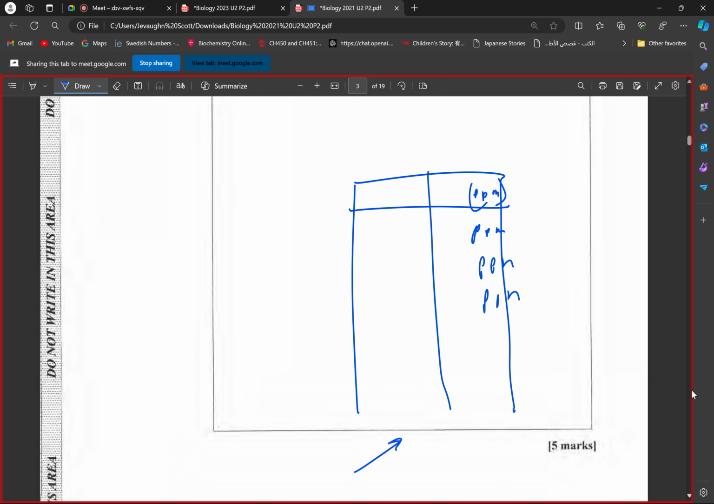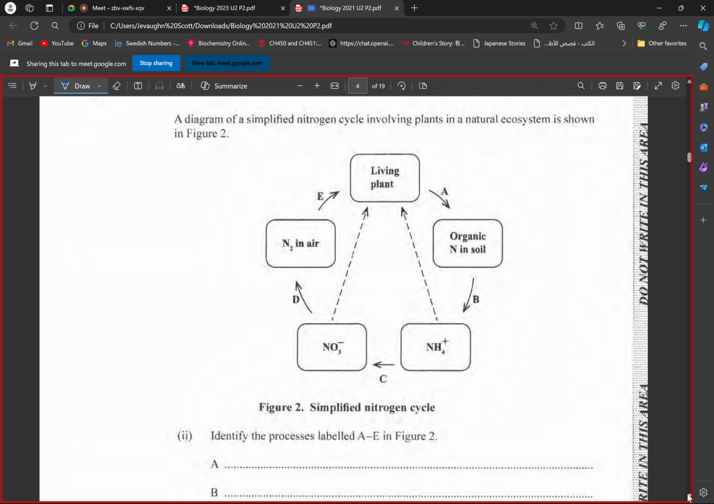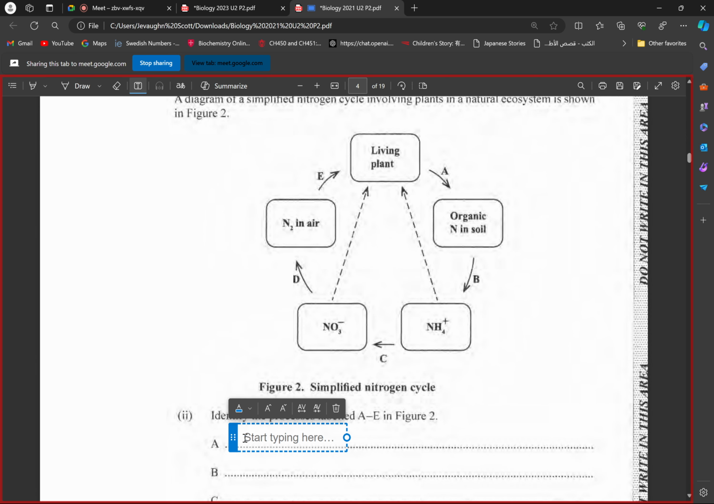All right. So here now, we're asked to identify the processes here. What would be process A? Process A? Decomposition. Or what we love to call decay. All right, lovely, lovely, lovely. What is B?